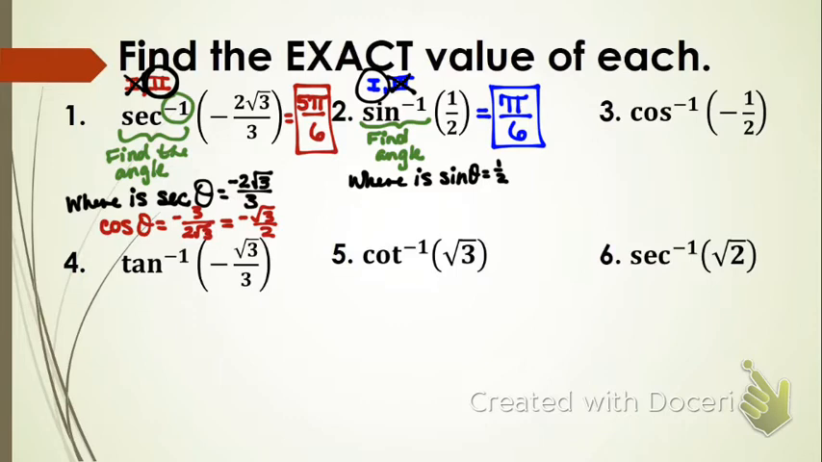What question am I asking myself on number 3? Yes. Where is cosine equal to negative 1/2? Where am I allowed to look for this? 1 and 2. Will this angle be in quad 1 or quad 2? Quad 2. So in quad 2, where is cosine equal to negative 1/2? 2 pi over 3.